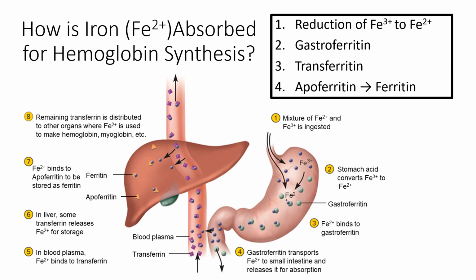Within the blood, the iron is bound to what's called transferrin. Transferrin, think trans, meaning transport. Remember ferrin meaning iron, so this is the transporting molecule for iron. Transferrin then transports the iron throughout the body and the blood.